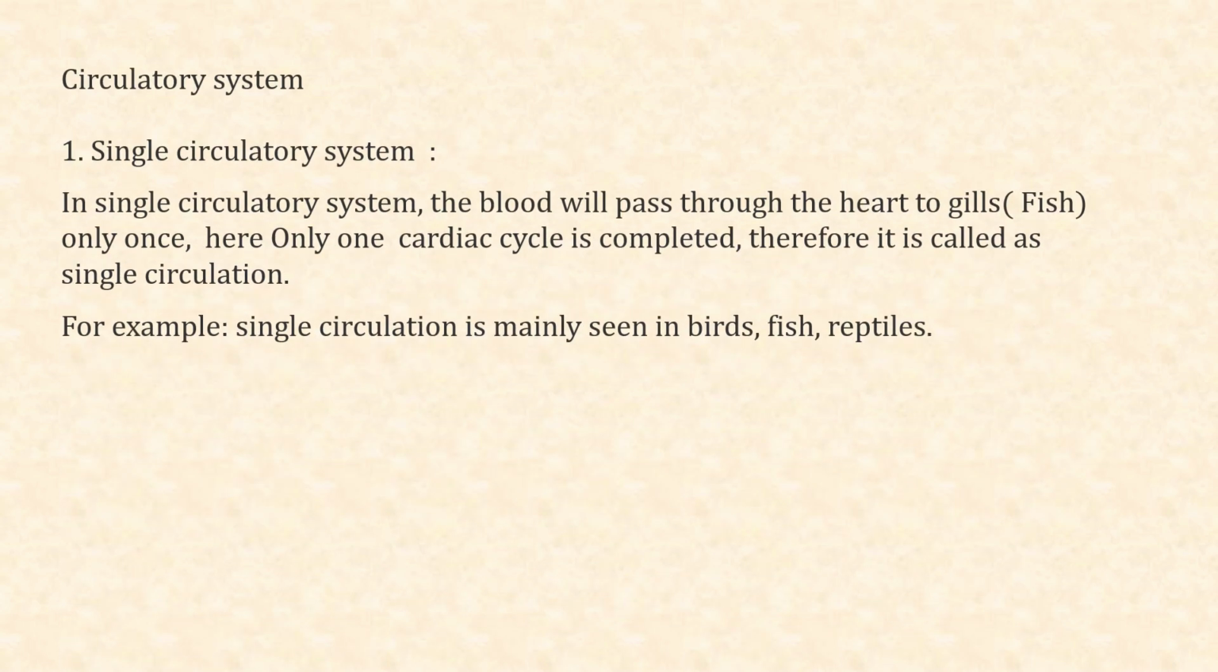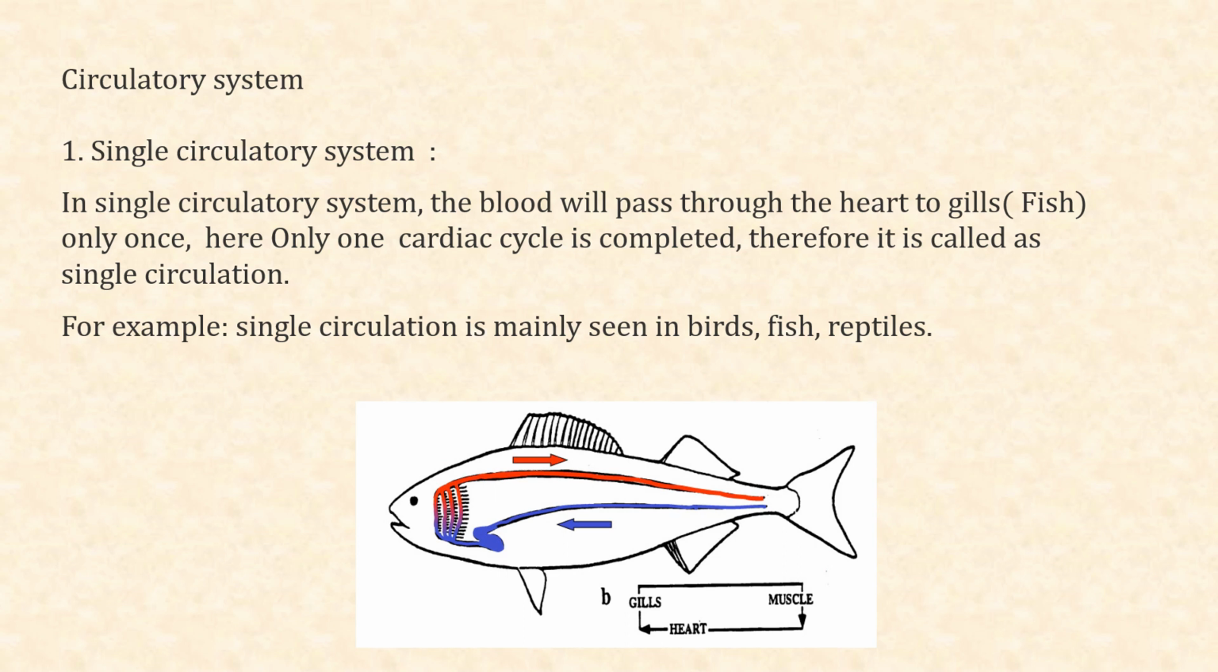Let's talk about the circulatory system. There are 2 types. One is single circulatory system. Another one is a double circulatory system. First, let's talk about single circulatory system. In single circulatory system, the blood will pass through the heart to the gills of a fish only once. Here, only one cardiac cycle is completed. Therefore, it is called single circulation. For example, single circulation is mainly seen in fish. You can see here the blood passes through the heart only once in a fish.